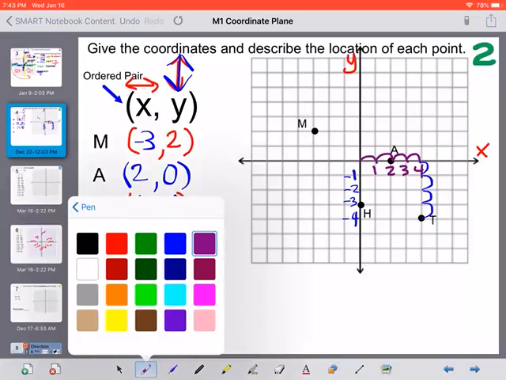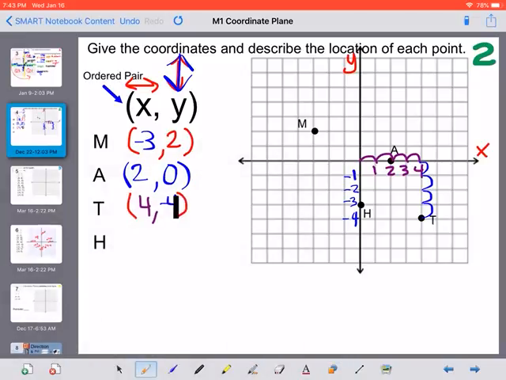All right, next point, the letter H. To get to the letter H, we are not going left and right. So on our x-axis, we didn't move anywhere. We're staying right in the middle, so we went nowhere left and right. But then we just went down 1, 2, 3. So negative 3 going down.